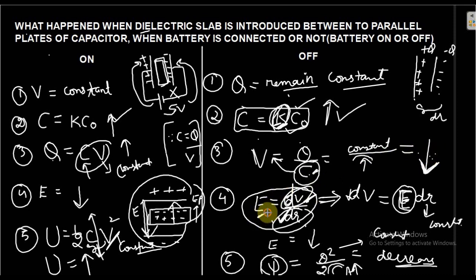And in the next case, that is U, energy. Energy is equal to Q square by 2C. Q is constant and this C is increasing. If this denominator is increasing, U will decrease because these are reciprocal to each other. So I hope this concept is clear to you. This is a very important question from the CBSE board exam point of view, and the most important question they can ask is based on this topic, based on these cases.